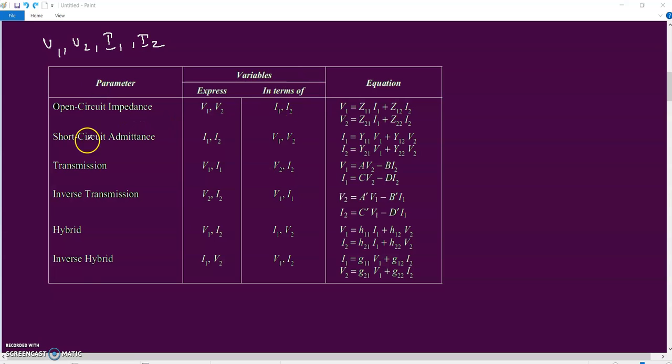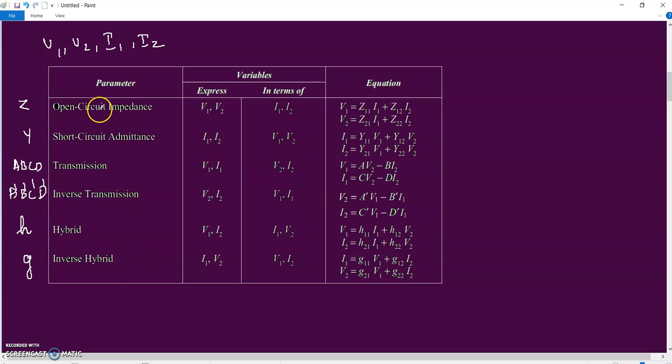These are the different two-port network parameters we have to study in this chapter: open circuit impedance parameter or Z parameter, short circuit admittance parameter or Y parameter, ABCD parameter or transmission parameter, A', B', C', D' parameter or inverse transmission parameter, H parameter or hybrid parameter, G parameter or inverse hybrid parameter.